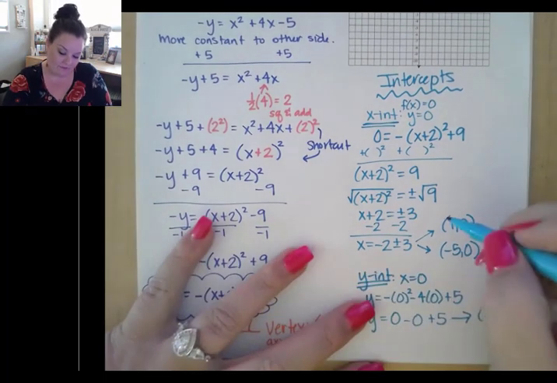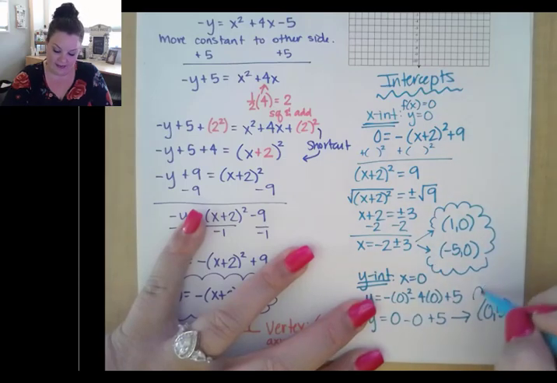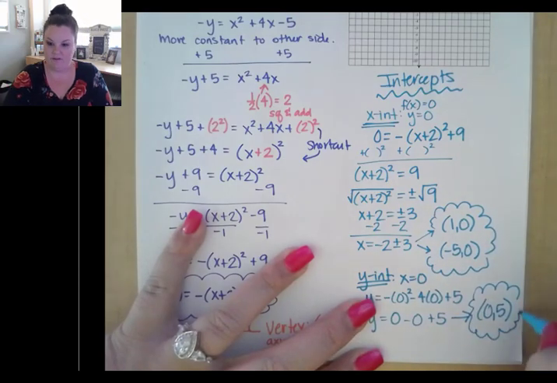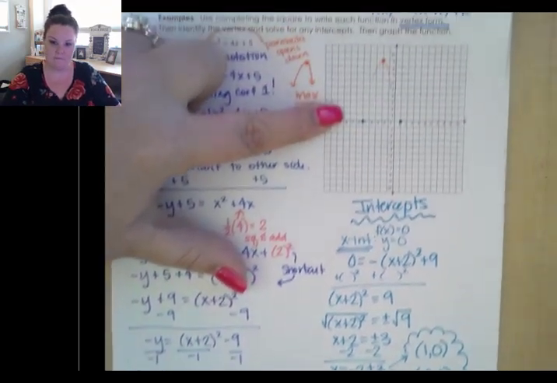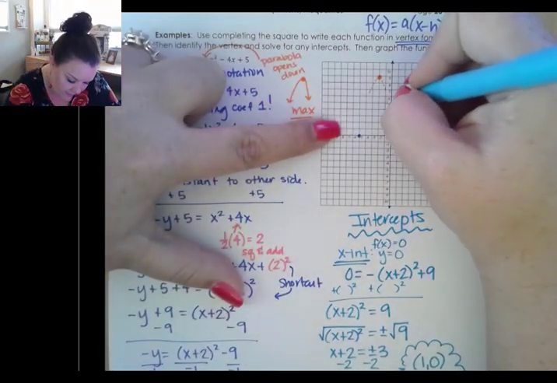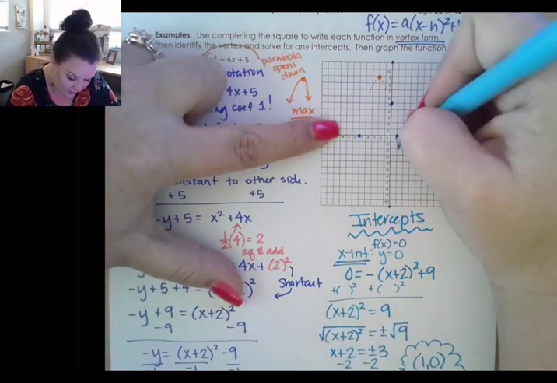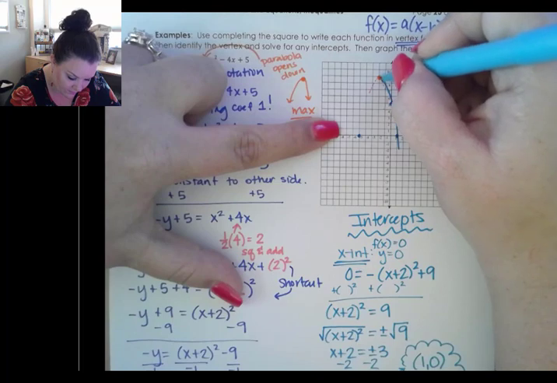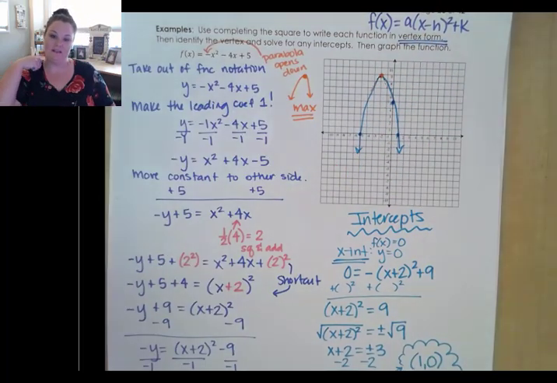Okay, so I have my x-intercepts that we found here. I have my y-intercept, which we found here. And so I'm going to go ahead and plot it. So we know it crosses at 5. And now we have a much more accurate looking parabola, right? So our parabola should look something like this.